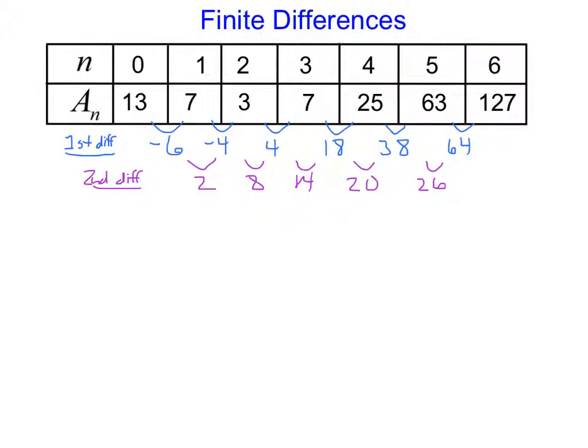Last one, we're going to do the third difference. Again, right minus left, 8 minus 2, that's 6. 14 minus 8, that's 6, and actually all of these are 6s.